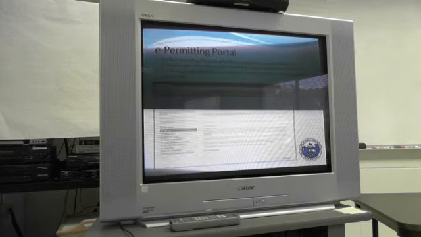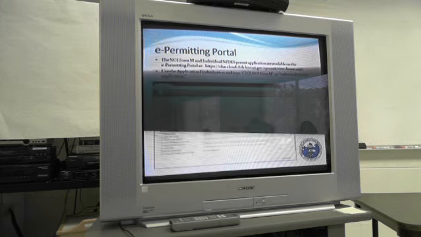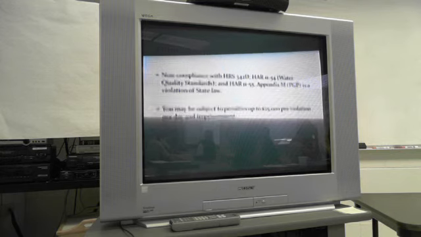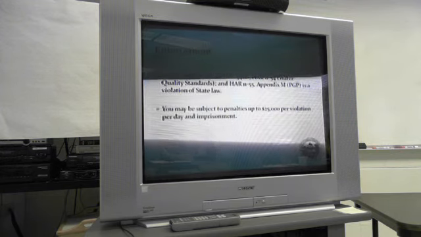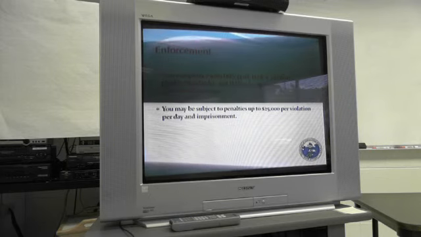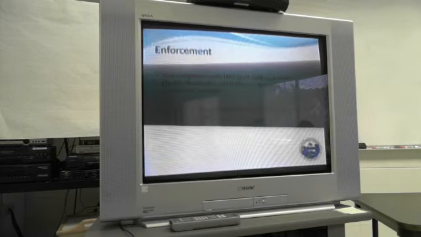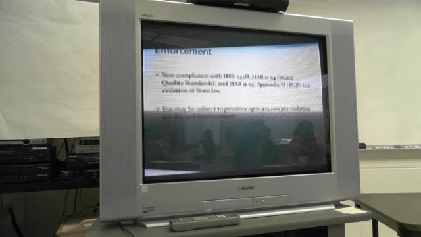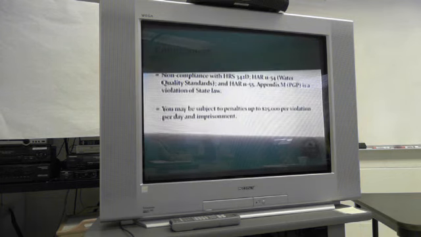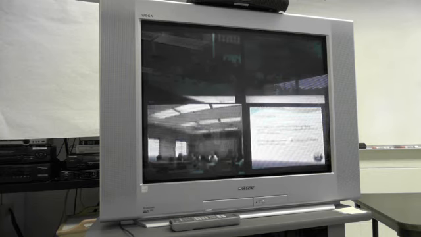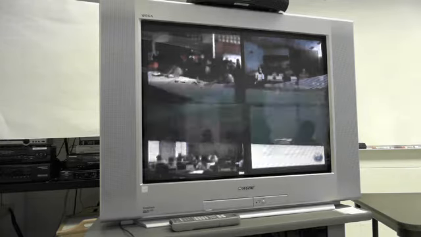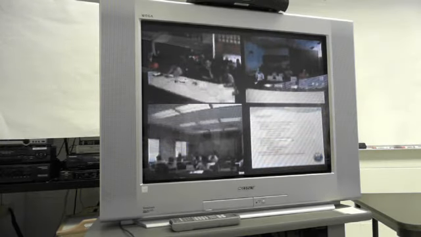As a reminder, non-compliance with HRS 342D, HAR 11-54, the Water Quality Standards, and HAR 11-55 Appendix M, the Pesticide General Permit, is a violation of state law. You may be subject to penalties up to $25,000 per violation per day and up to 2 years in jail. If you have any questions on the e-permitting portal, please contact the e-permitting portal administrator. If you have any NPDES permit questions, please contact the Department of Health Clean Water Branch.